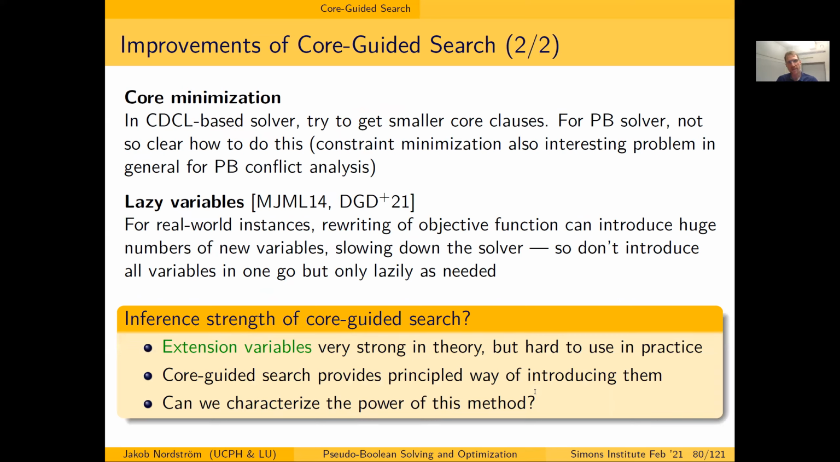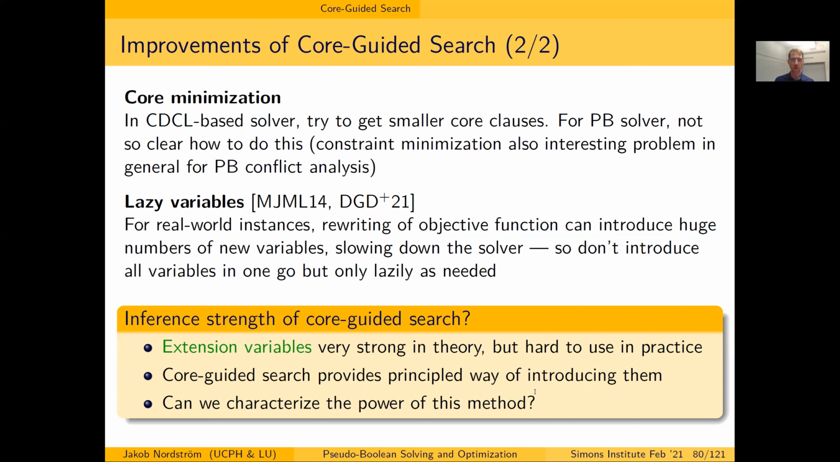So why is core-guided search good? I don't know, but from a theoretical point of view, one very interesting observation is that these new variables that we're introducing are extension variables. And we know from proof complexity that even just the resolution proof system, if you add extension variables, becomes extremely powerful.